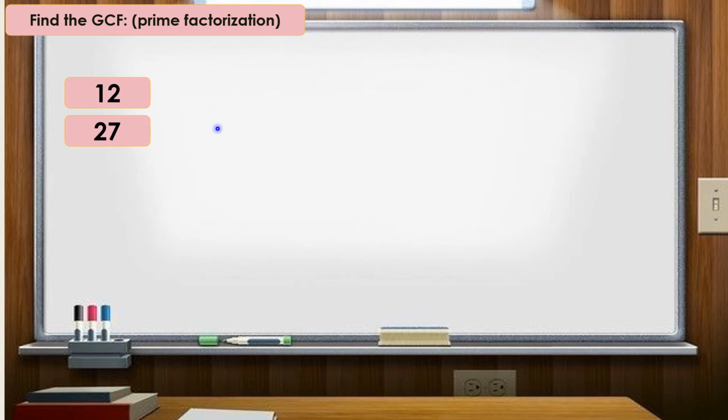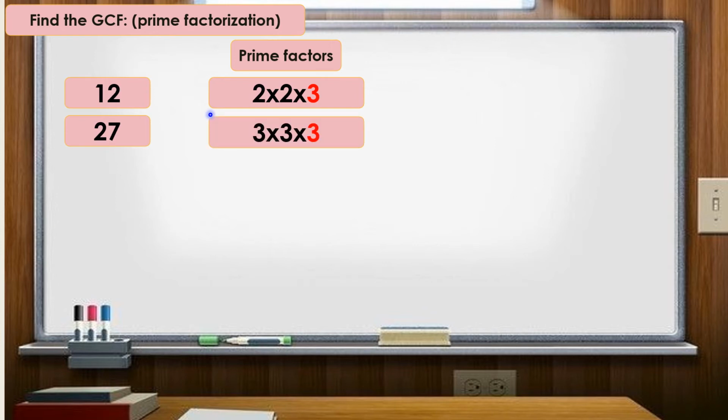The important part here is you need to know the correct prime factors of the number. As you can see, we need to find the GCF of 12 and 27. The prime factors of 12 are 2 times 2 times 3. Next, 27 is 3 times 3 times 3. If you solve, 2 times 2 times 3 is 12, and 3 times 3 times 3 is 27.